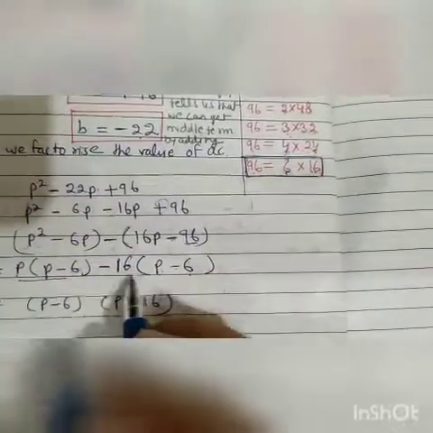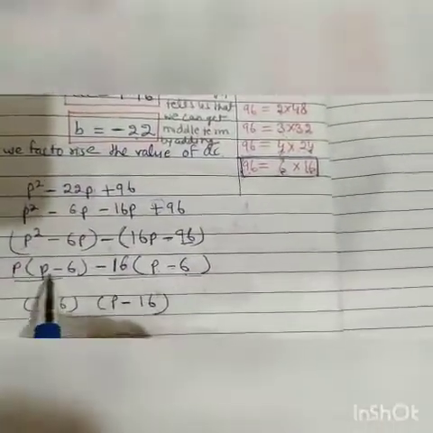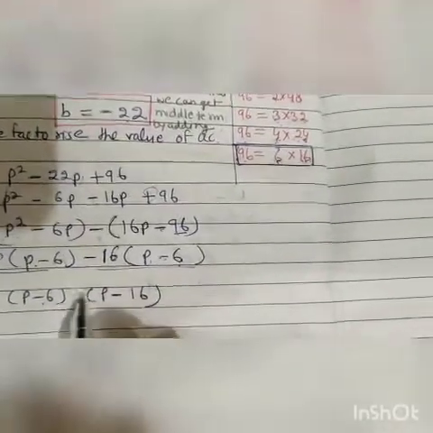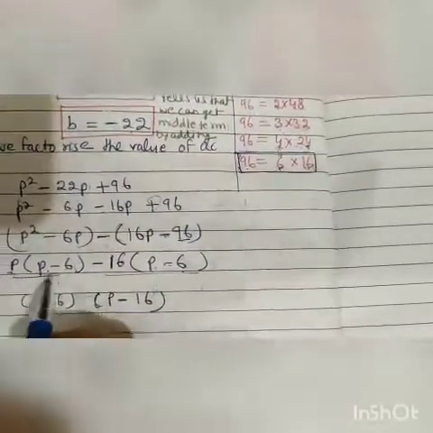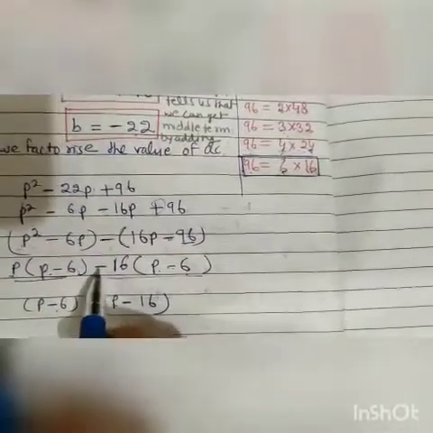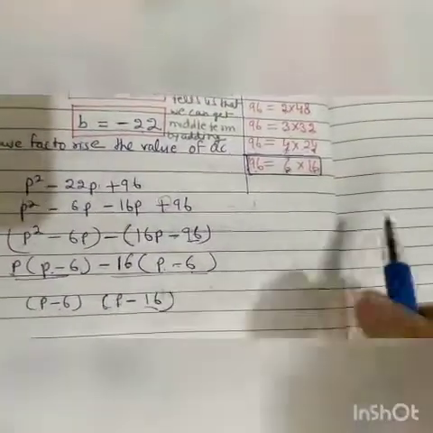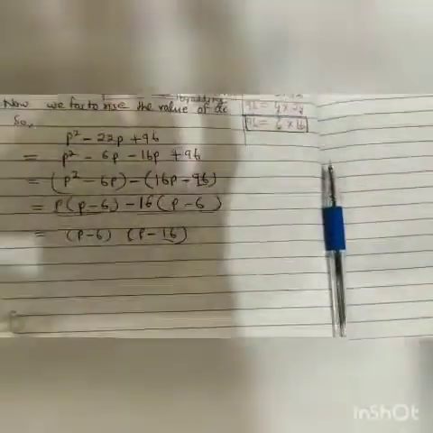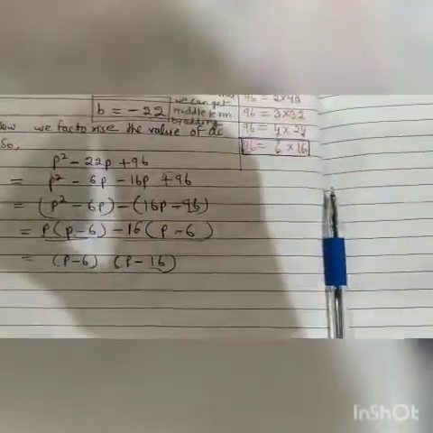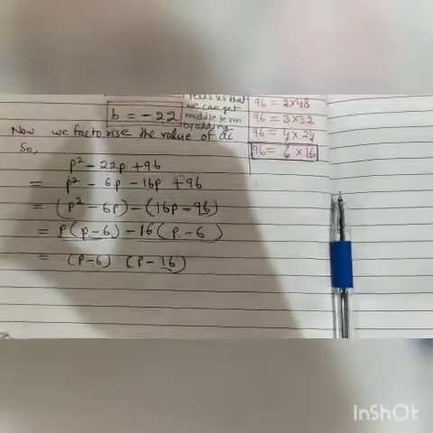Again this is the first term, this is the second term. We will take p minus 6 common. From the first bracket, first term we get p. From the second term we get minus 16. I think it should be clear to all of you very well. There should be no doubt.